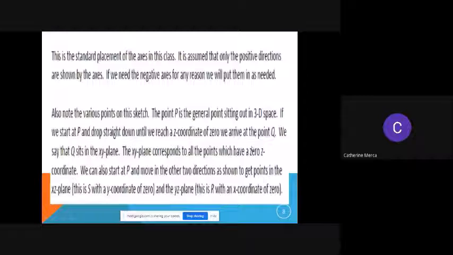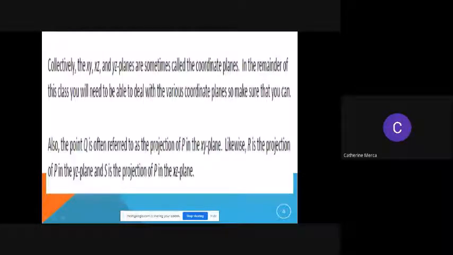So standard. The point P is a general point sitting out in your 3D space. So P drops straight down until we reach a z coordinate of 0, and we arrive at the point. Anyway, that's just how it was explained earlier.